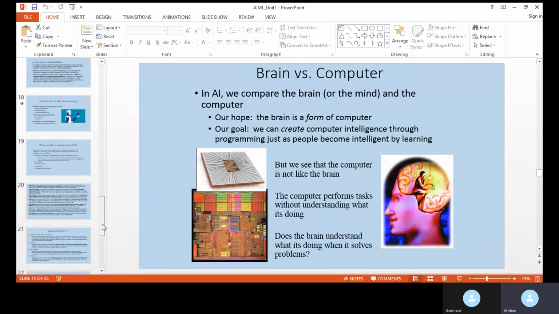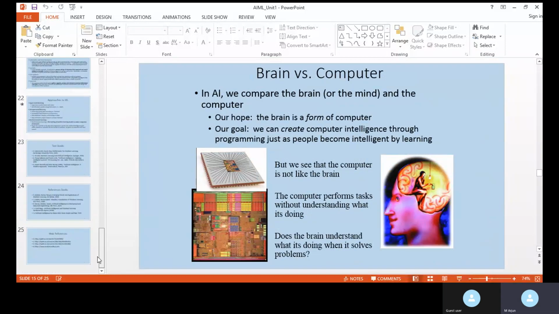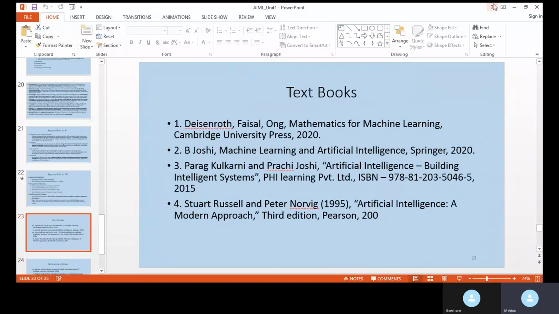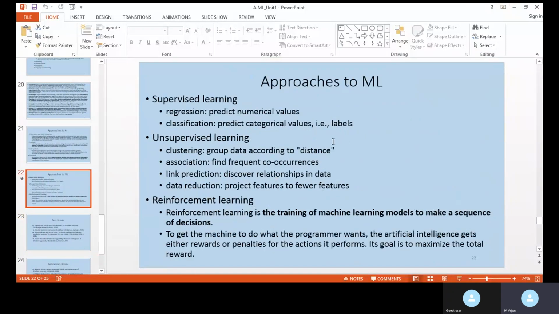So in machine learning, what are the different approaches we can take? Basically there are three types of learning. One is supervised learning, another is unsupervised learning, and the third one is reinforcement learning. So these are all the categories, or the approaches, of machine learning. Basically we are concentrating here on machine learning, which is a subset of artificial intelligence.